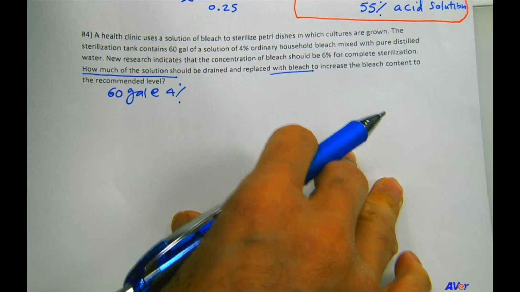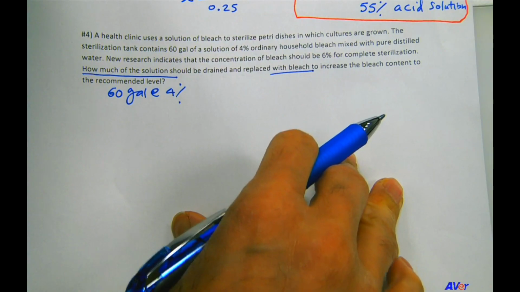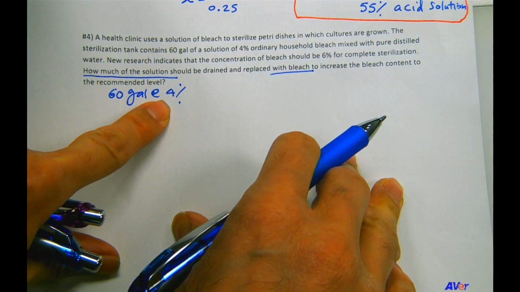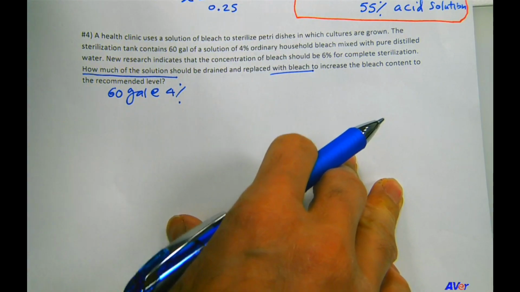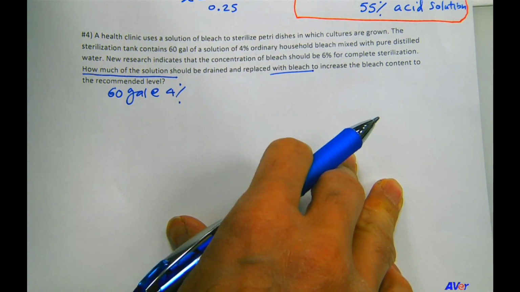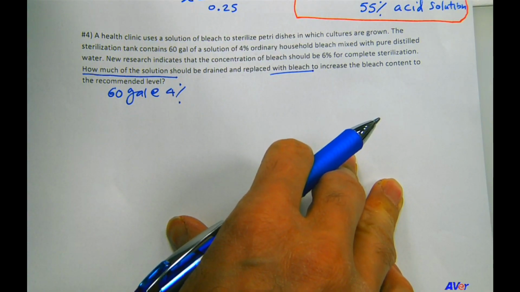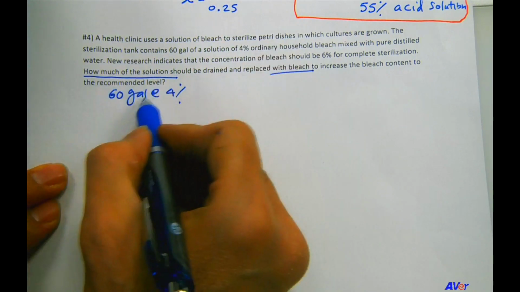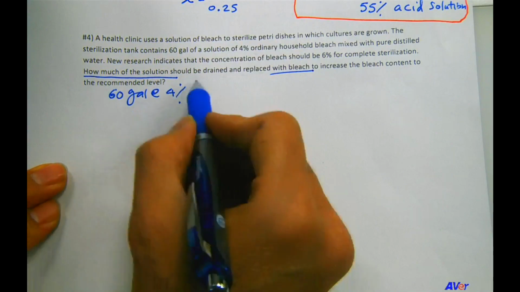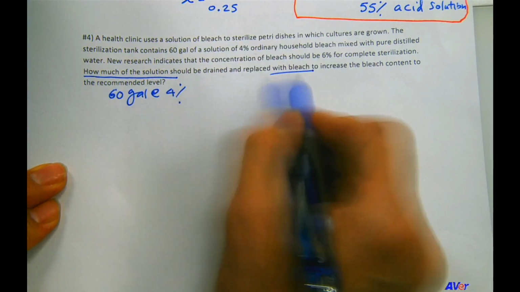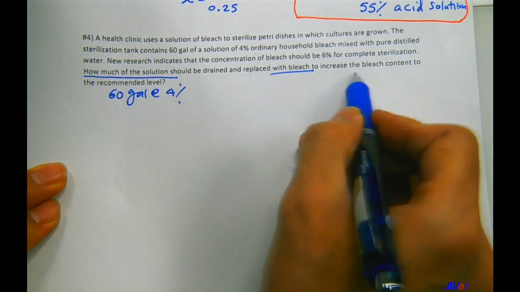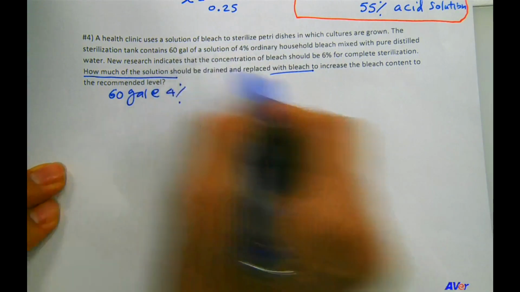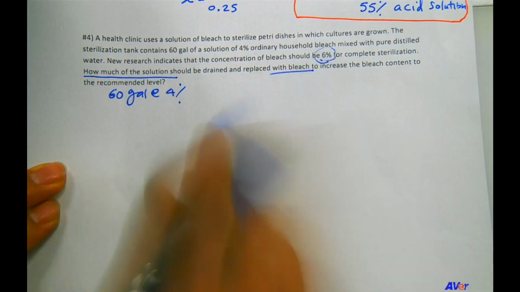Not a solution of bleach, but they want to increase the concentration of the 4%, right? They have a solution at 4%. To increase that concentration, they want to add pure bleach to it. And so how much of this solution must be drained and replaced with bleach to increase the bleach content to the recommended level, which we know is 6%.